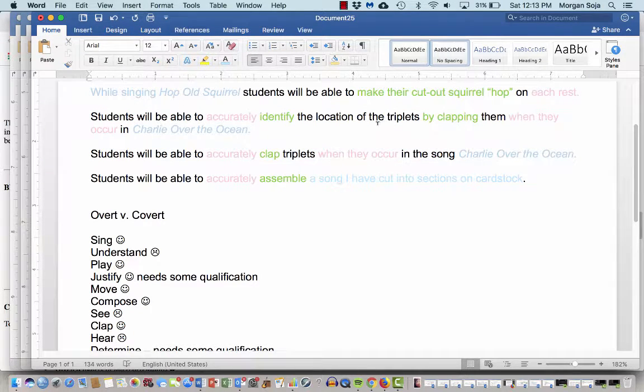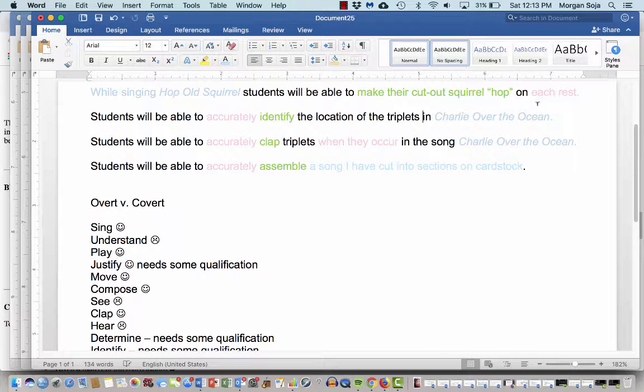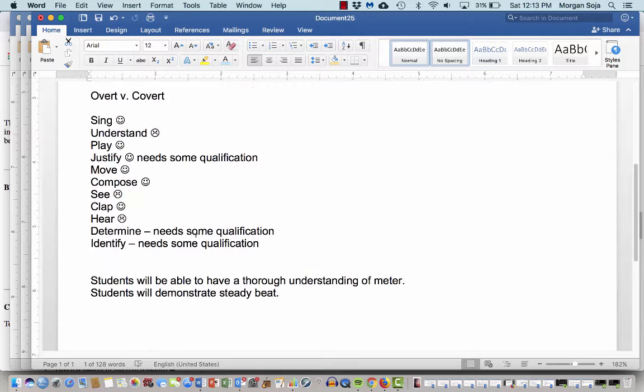If we take away this and say students will be able to accurately identify the location of triplets in Charlie Over the Ocean, I'm going to write you back and say that's not clear. I don't know what exactly you want them to do in order to identify the location of the triplets. So identify requires a little bit more clarification.